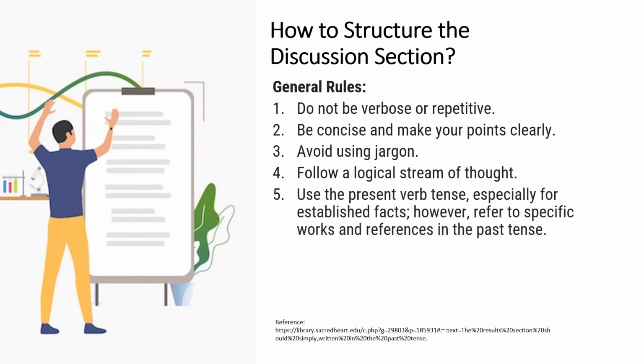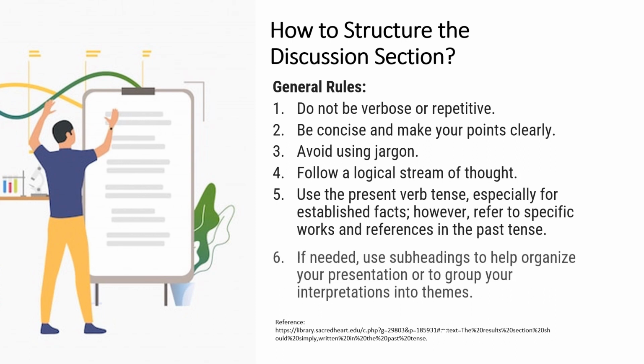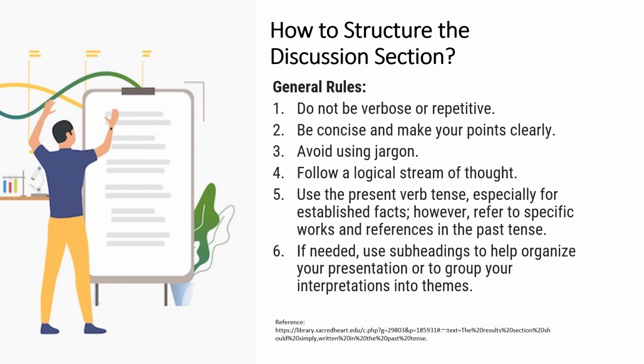Use the present verb tense, especially for established facts. Since in the discussion section, you will be referring back to the literature review or to existing studies, when you present facts from these existing studies, you use present verb tense. And when you refer also to works and references in the past, use the past tense. If needed, use subheadings to help organize your presentation or to group your interpretation into themes.